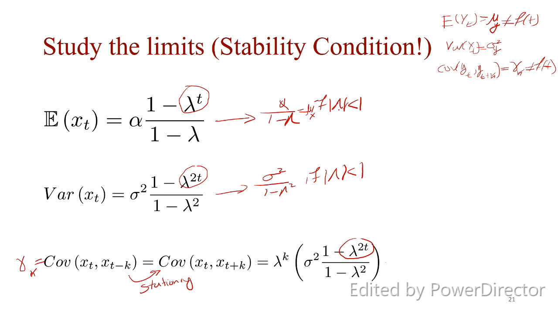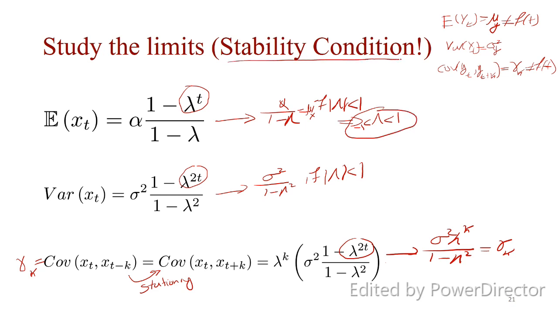Now, if lambda is between 0 and 1, or in absolute value, this is the same as lambda between minus 1 and 1, then we think that this goes to what? To sigma squared lambda to the k over 1 minus lambda squared, and this is not a function of time, and you can see that it is only a function of what? Of k. So as t goes to infinity, this is a function of k, and therefore the covariance between xt and xt minus k is only a function of k. Through all of this, we call this the stability condition, which is what? Lambda being between minus 1 and 1. So the stability condition is when the absolute value of lambda is smaller than 1.